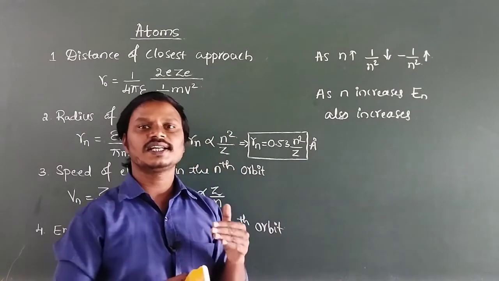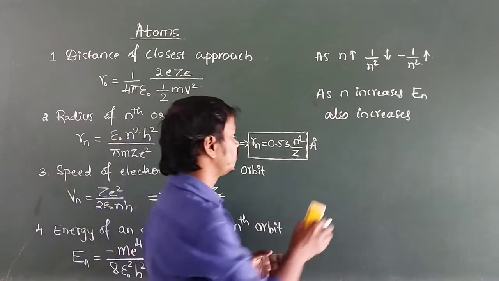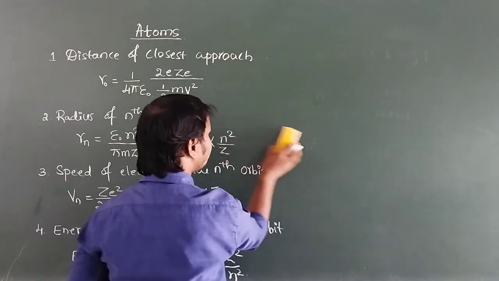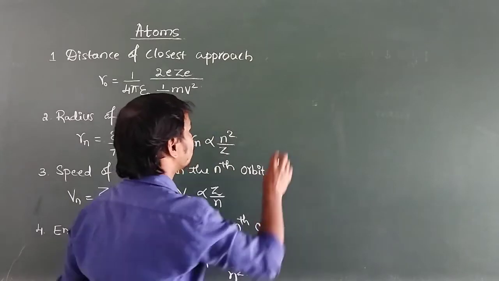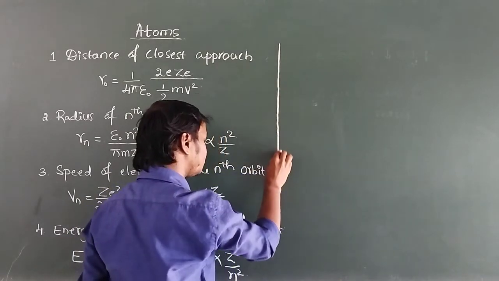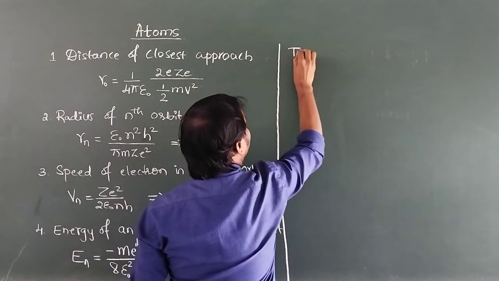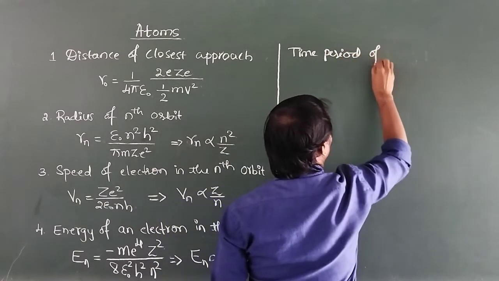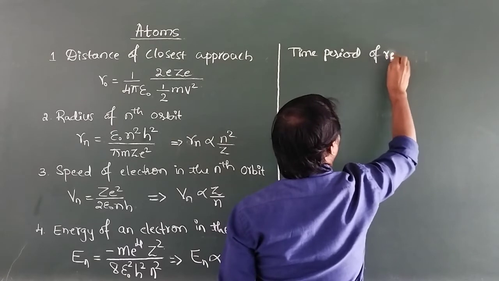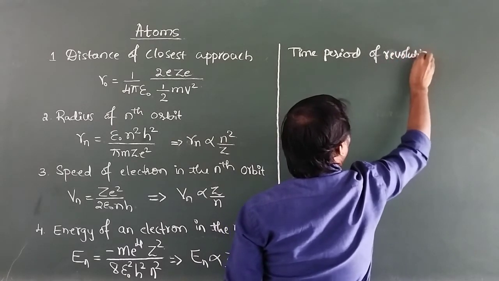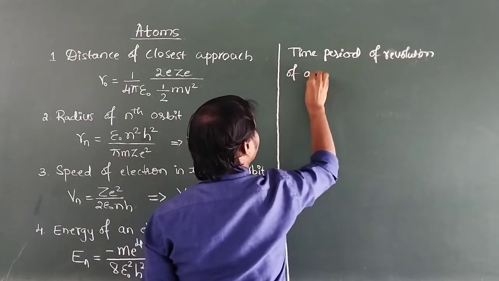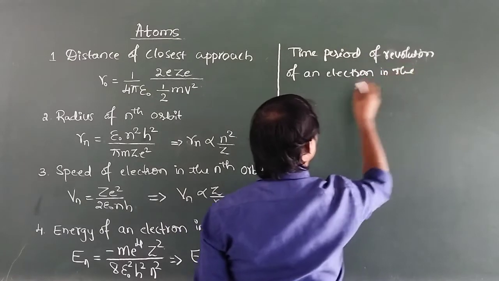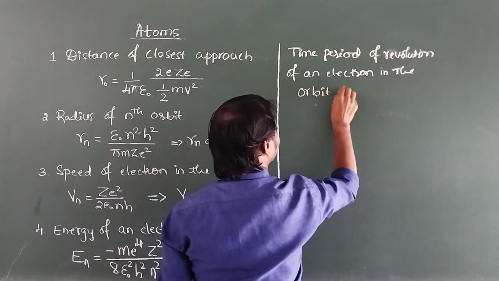Next, let us move to the time period of revolution of an electron in the nth orbit. Next formula, time period of revolution of an electron in the nth orbit.